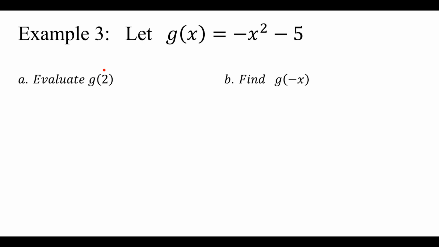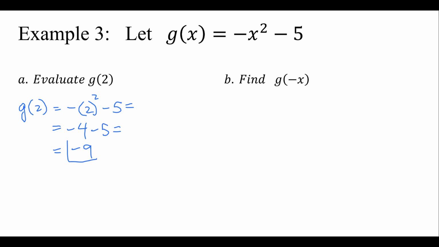So to evaluate g of 2 literally means everywhere you see an x, replace that with a 2. So g of 2 is going to start out with a negative. Now I see that x, so the x is 2, and then I'm squaring it, and then minus 5. So be careful, that negative is outside of the squaring, not inside, so it stays there. So I've got a negative, and then 2 squared is 4, and then minus 5 gives us negative 9.